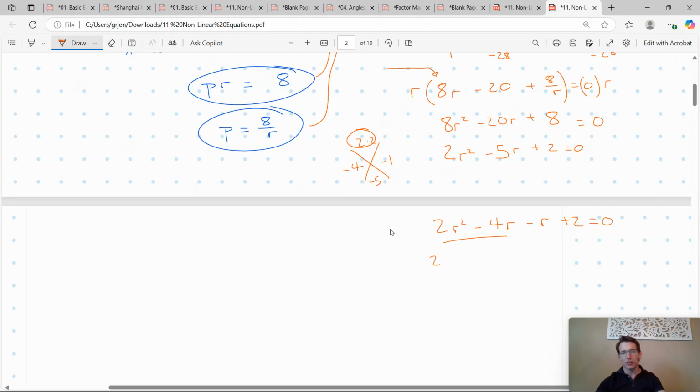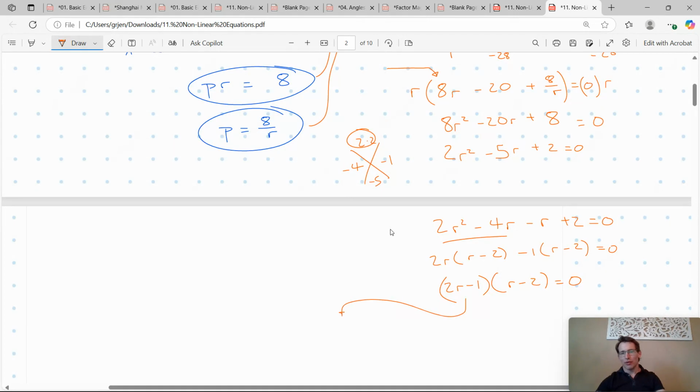This common factors out to 2r times r minus 2. And this one we can factor out a minus 1 times r minus 2. And there we go. Now this factors finally into 2r minus 1 multiplied by r minus 2.